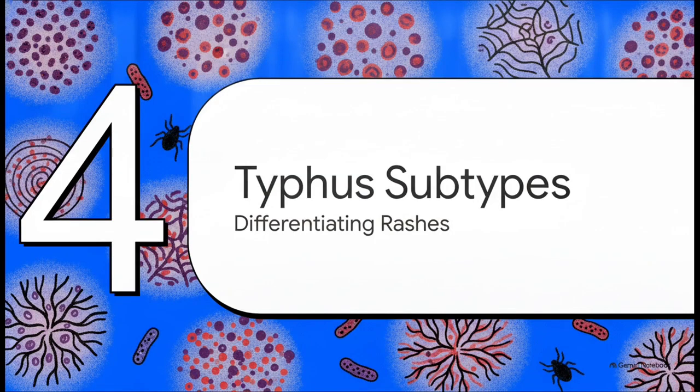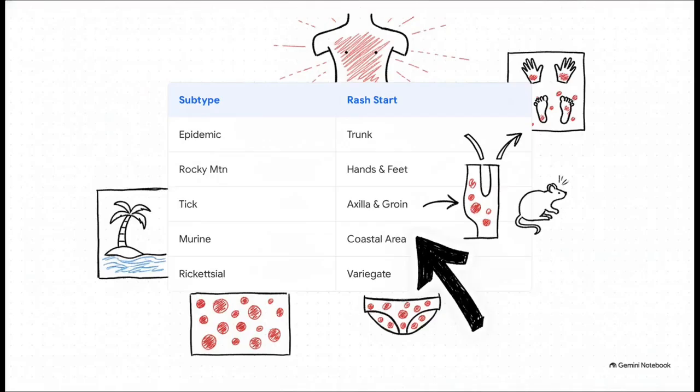Okay, section 4, differentiating typhus subtypes. Rickettsia isn't just one single monolithic disease. It actually has several distinct subtypes, and you've got to be able to tell them apart based on their unique rashes. This breakdown is incredibly high yield. It literally all comes down to exactly where the purpuric rash begins.